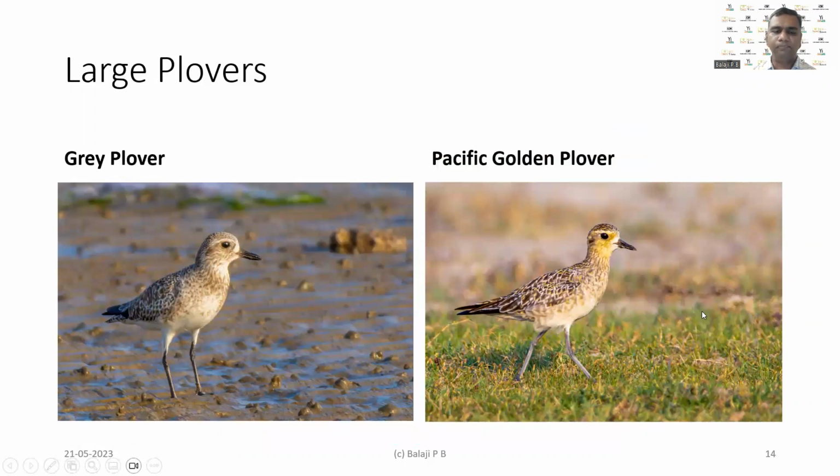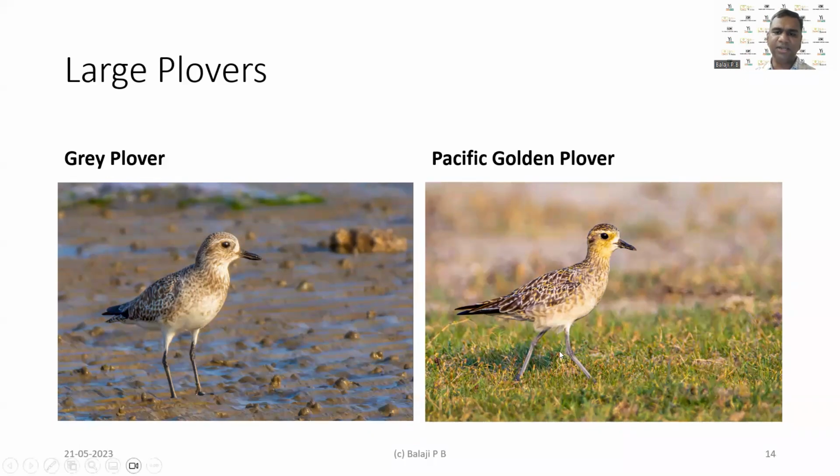So next is when you look at large plovers. We have seen all the small plovers, like the little ringed plover. All these are relatively small. So the medium-sized plovers, we have two plovers which are often confused in the field: the grey plover and the Pacific golden plover. And how do you tell them apart? Both have dark legs, and both have a grayish, very similar kind of marking on the upper body.